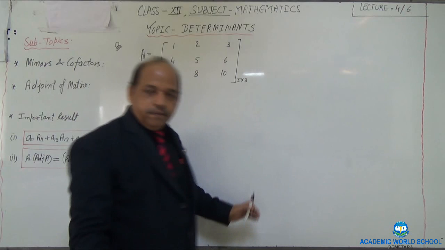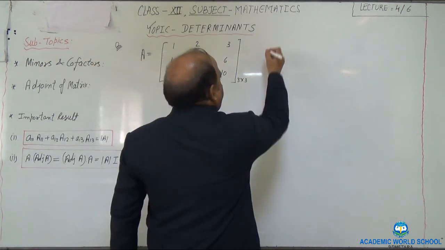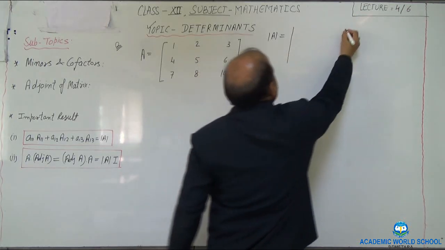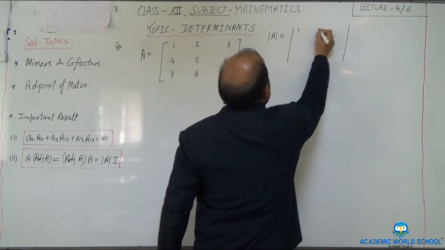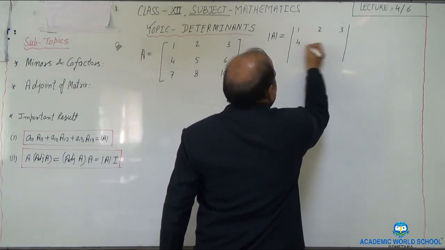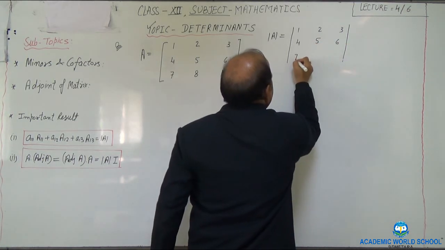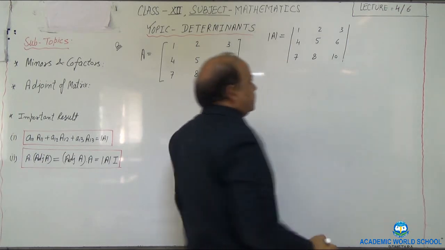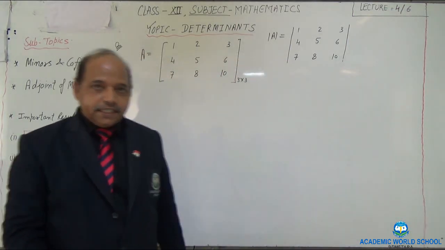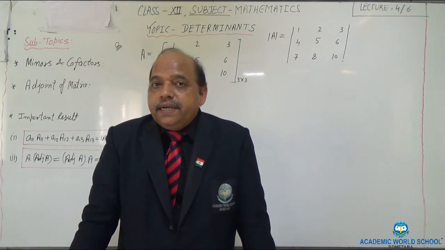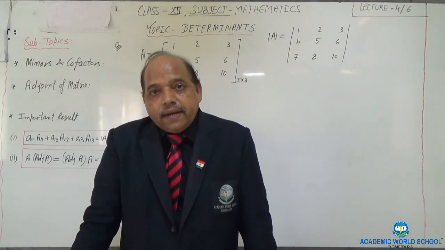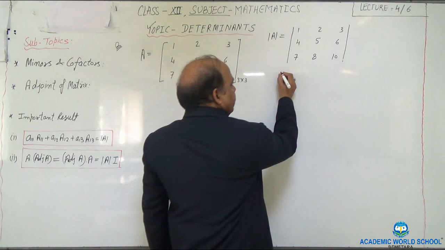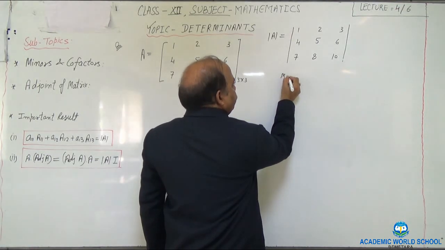So first of all, I have written the corresponding determinant A as 1, 2, 3, 4, 5, 6, 7, 8, 10. This is a 3 by 3 corresponding determinant. Now I am going to write down minors and cofactors of all these elements. Fine. So first you will write M11.